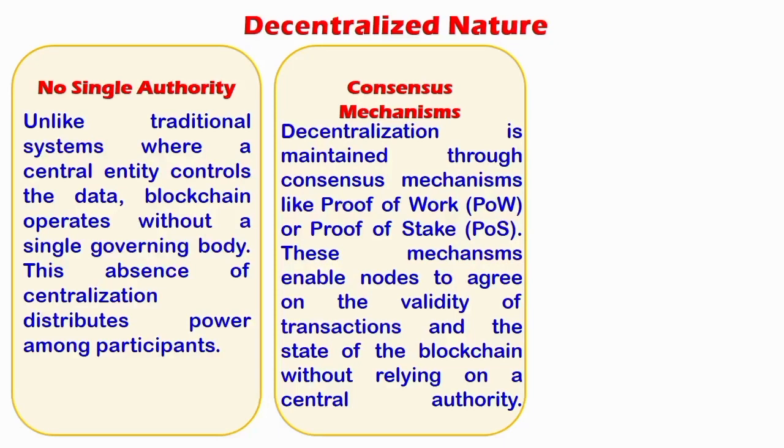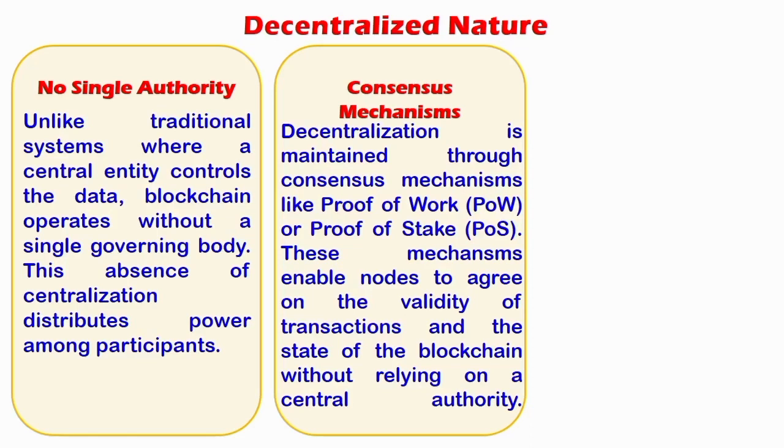Consensus mechanisms. Decentralization is maintained through consensus mechanisms like proof of work (POW) or proof of stake (POS). These mechanisms enable nodes to agree on the validity of transactions and the state of the blockchain without relying on a central authority.